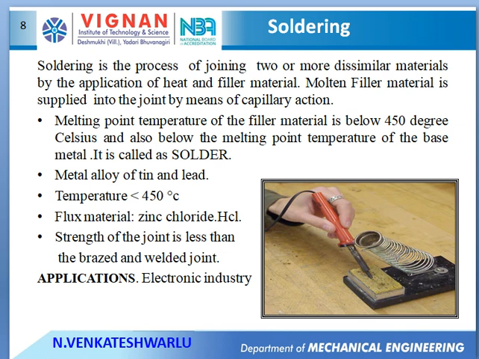Commonly used flux materials in soldering are zinc chloride, hydrochloric acid and magnesium chloride. Usually it is used to join wires to electronic PCB boards. It is used in the electronic industry.